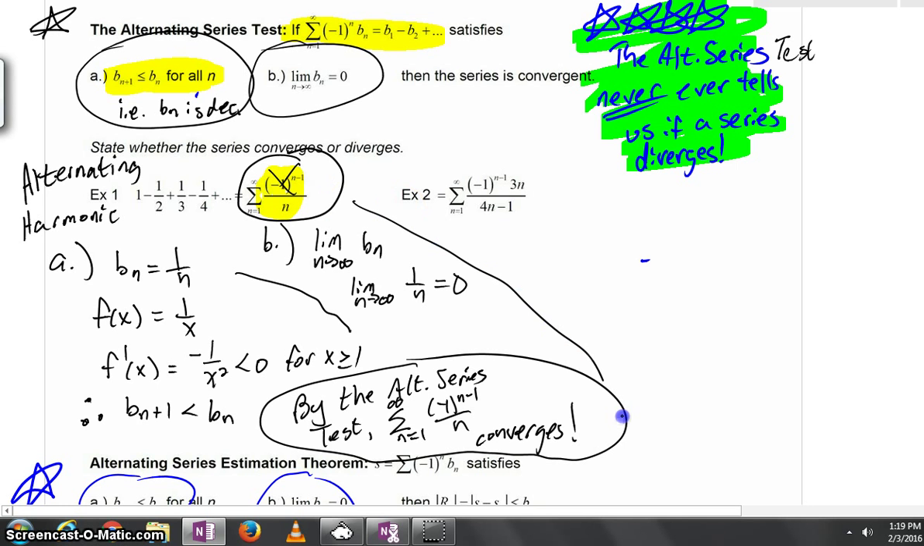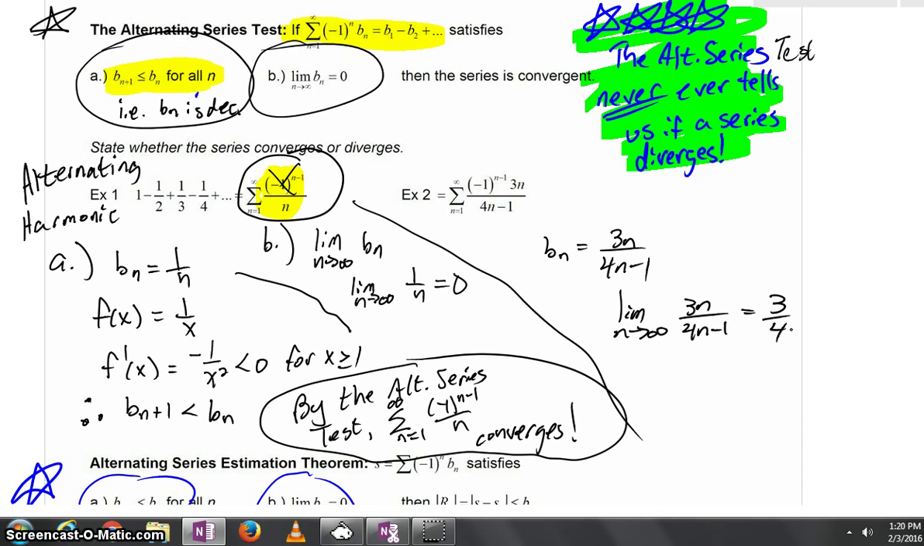So as soon as we jump to number 2, what's b sub n for number 2? 3n all over 4n minus 1. And that's where we need to go. Now, gut instinct might tell you, wait a minute, what's the limit as n goes to infinity of that thing? 3/4. Uh-oh. I'm not meeting my condition for the alternating series test, am I? So I cannot use the alternating series test.